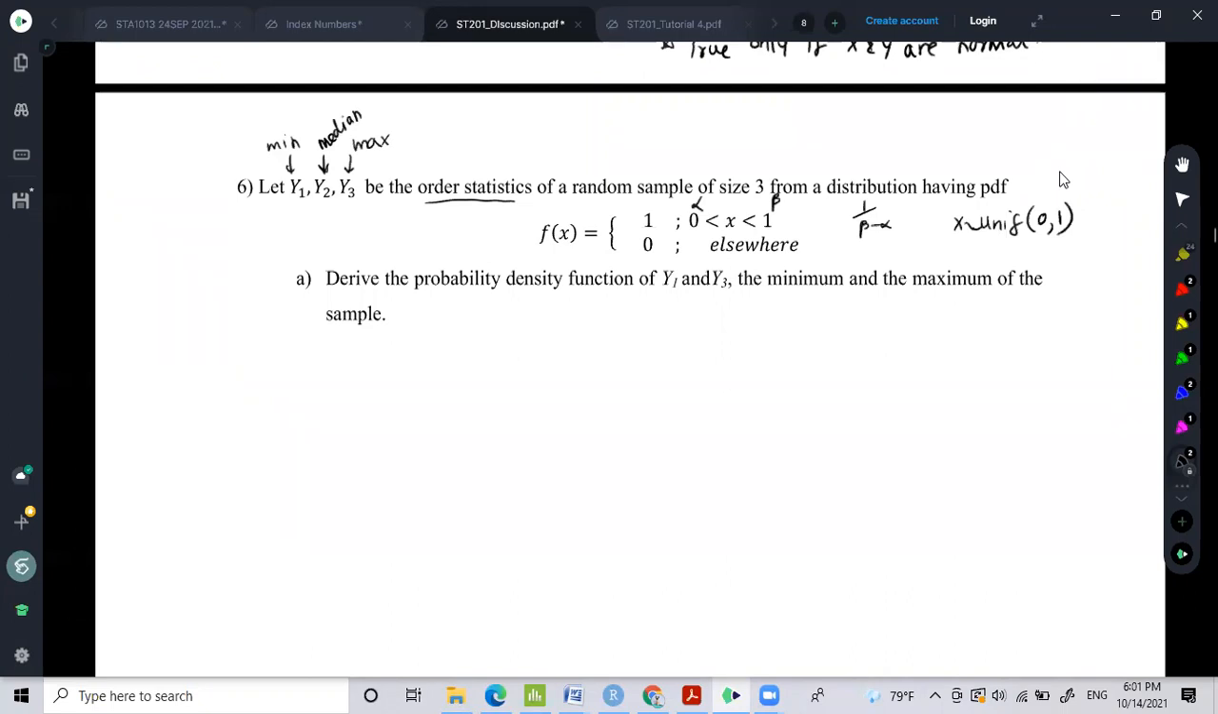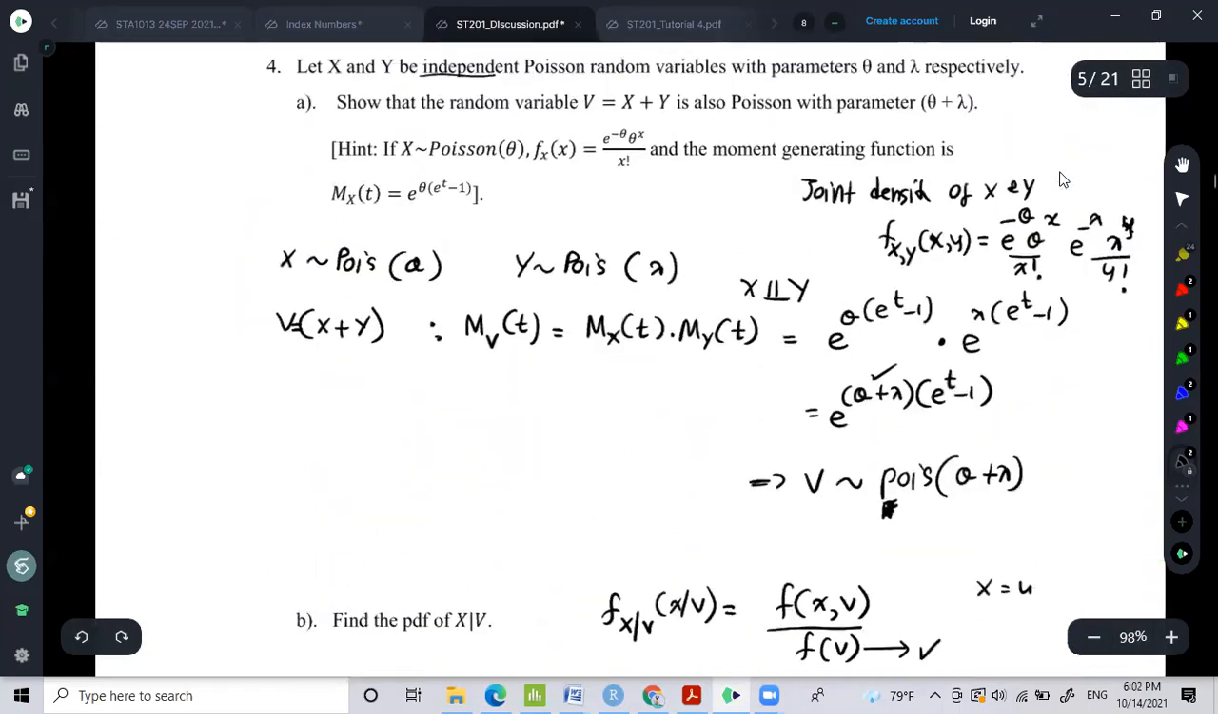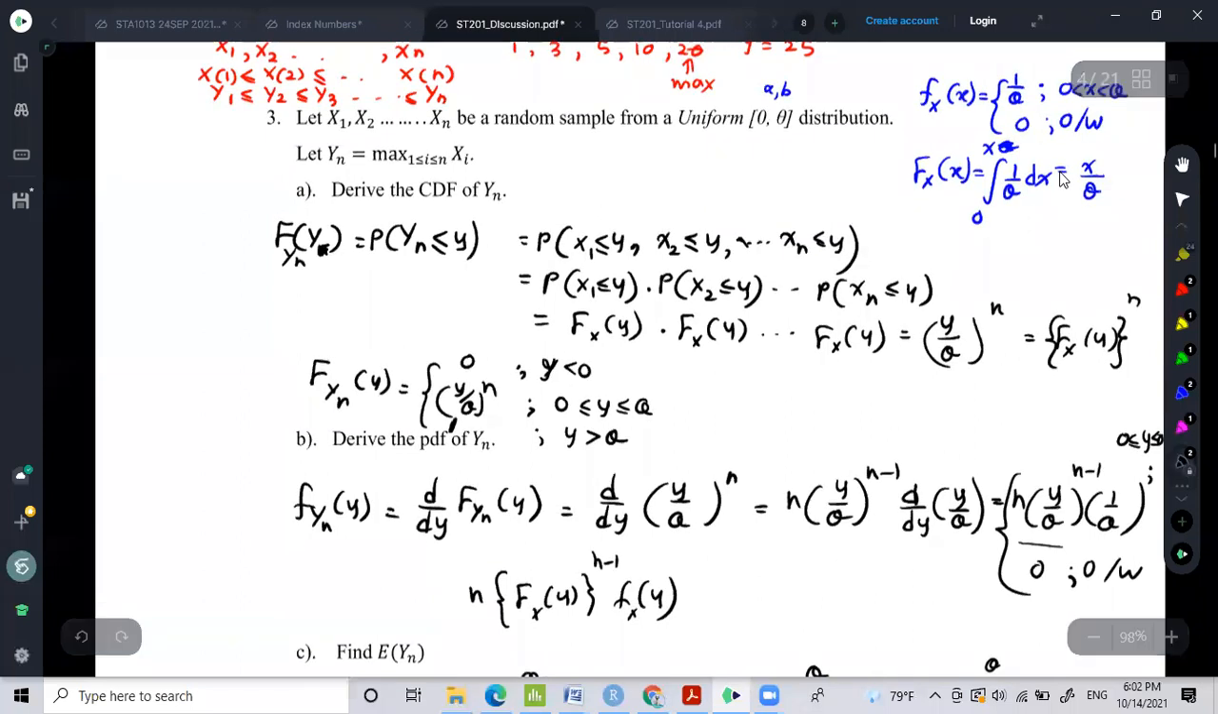So part A, derive the probability density function of Y1 and Y3. That is the minimum and the maximum of the sample. See, derive. You can't just write the equation and get it. You have to derive. Okay, so we did the derivation last time. I'll go back to question number 3. So this is the derivation.